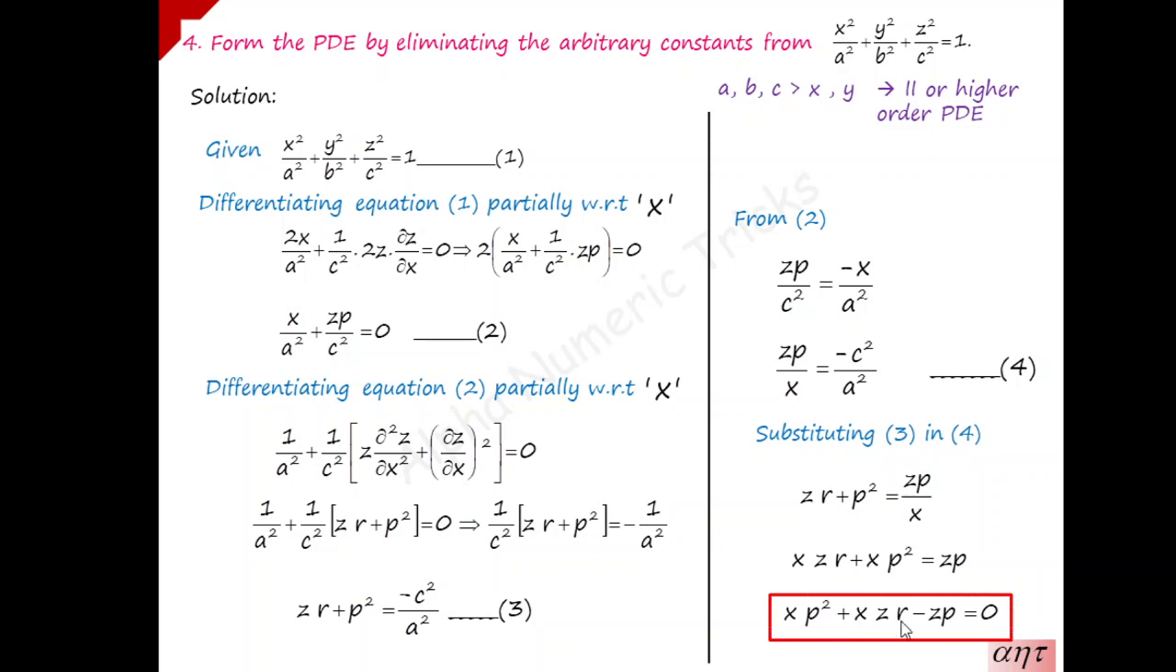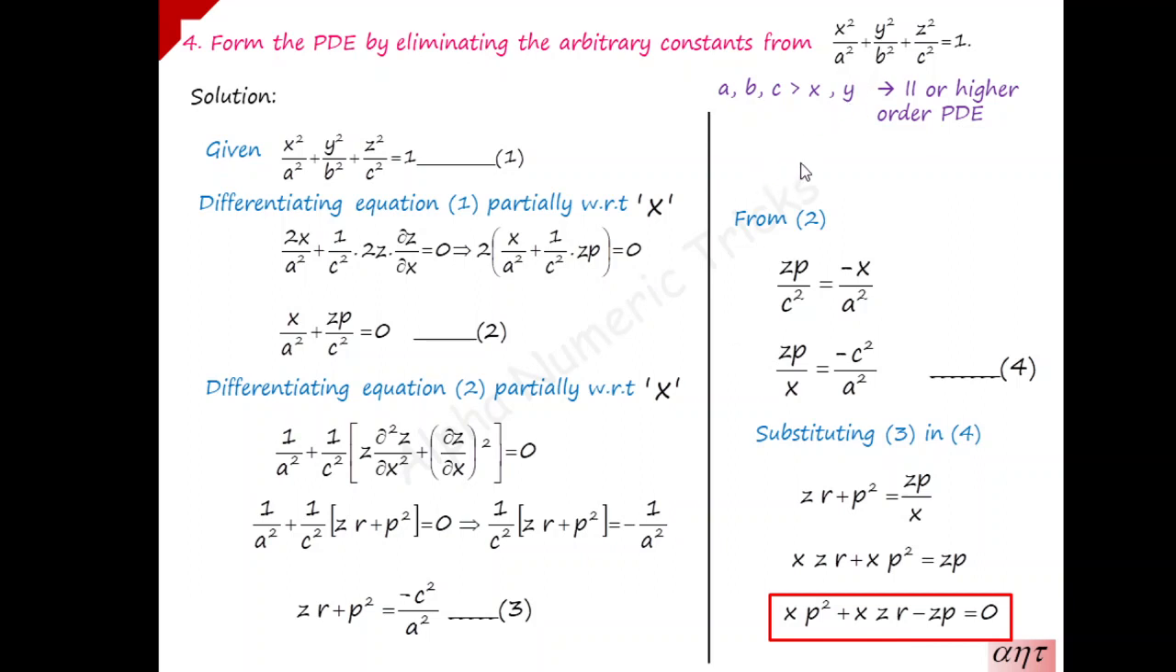Here it is of order 2, because the equation has the second order derivative dou squared z by dou x squared, that is r, present in it. This is one method to form a partial differential equation for this problem.